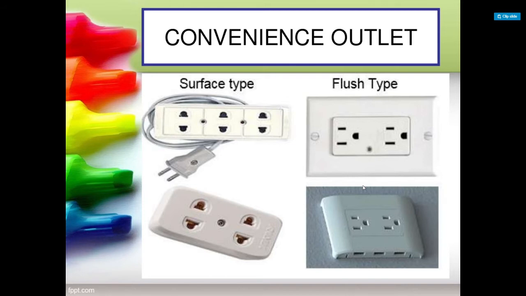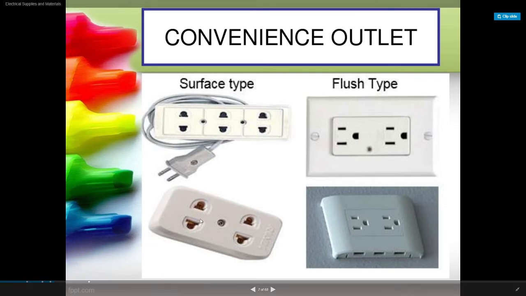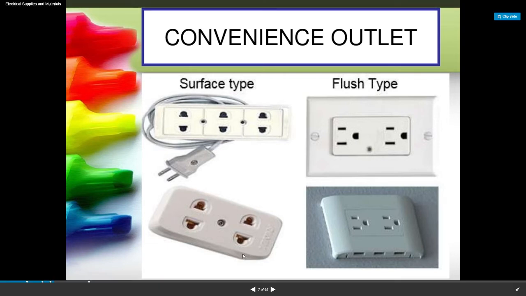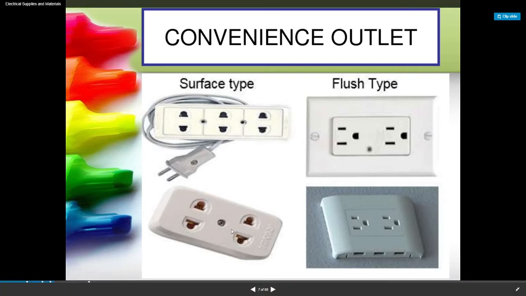With regards to your project, you are going to make a duplex convenience outlet only, because the size of the wire that you're going to use is number 14 only. With this one, you can only plug two appliances to that convenience outlet. So that's what you're going to perform.